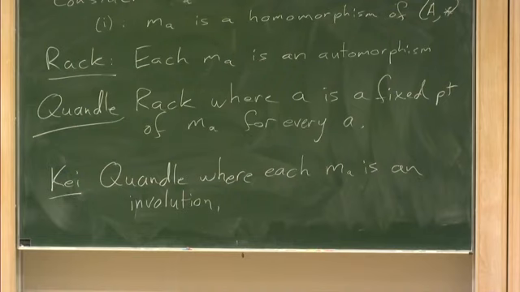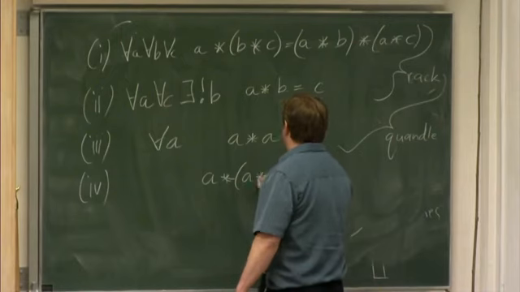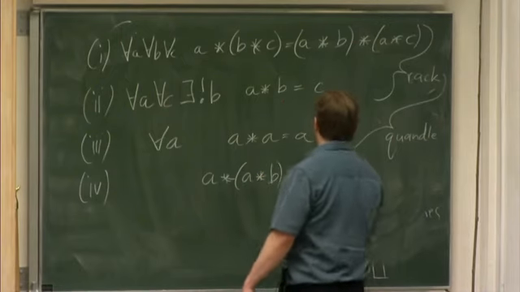So the kei axiom is, what's it going to be? It's that A star (A star B) equals B.